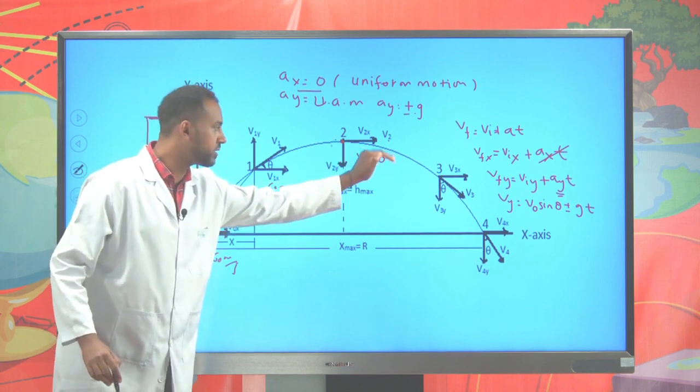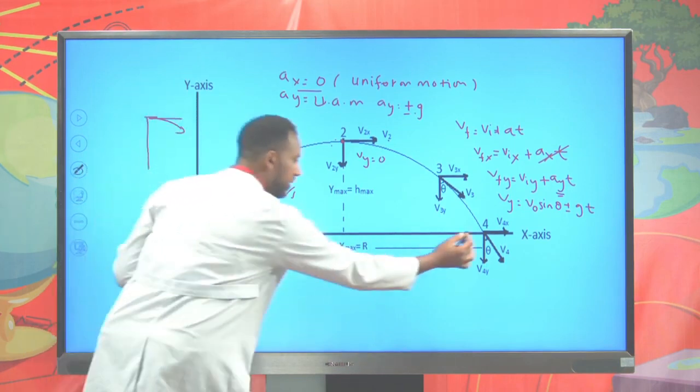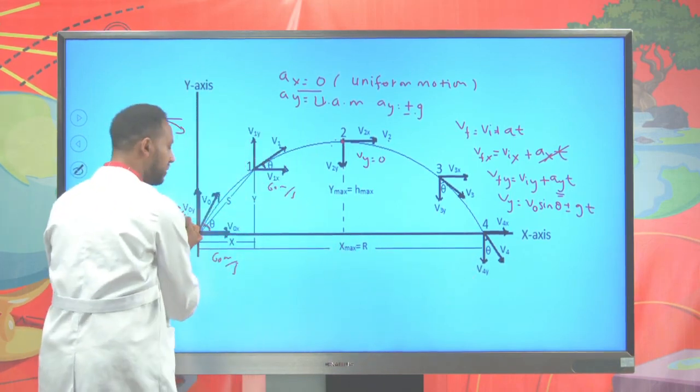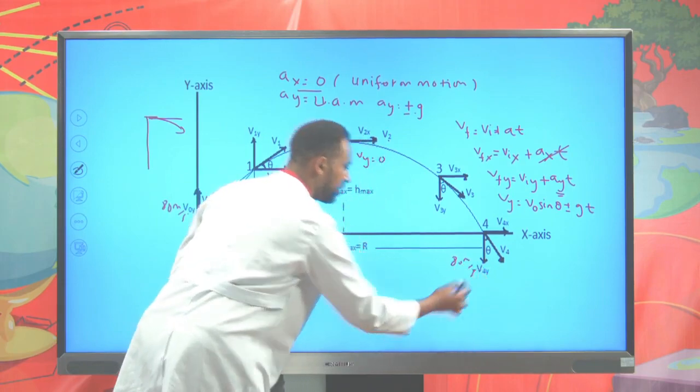Then gradually it increases, 10 and so on. It decreases and increases. While it reaches here, it becomes 80 meters per second. While it reaches here, it also becomes 80 meters per second.